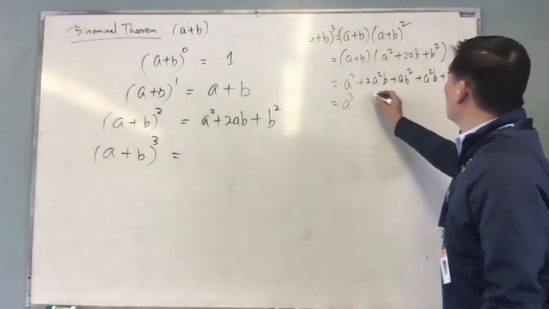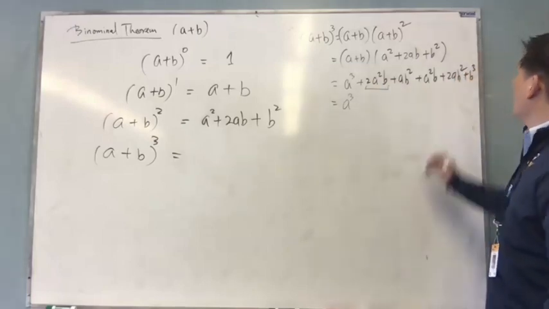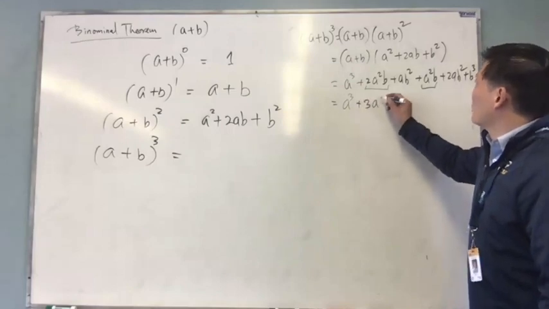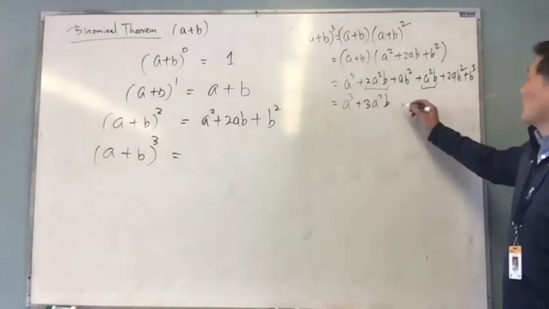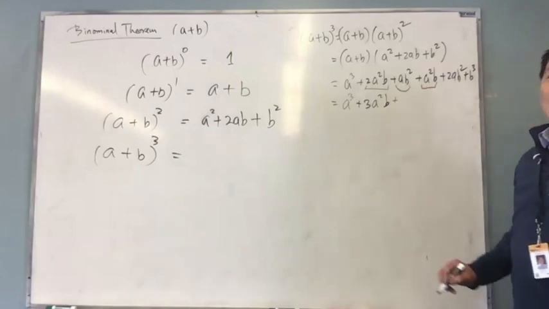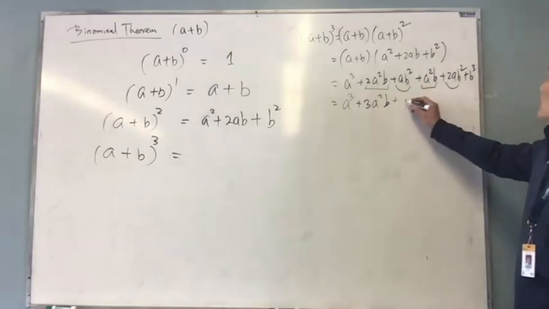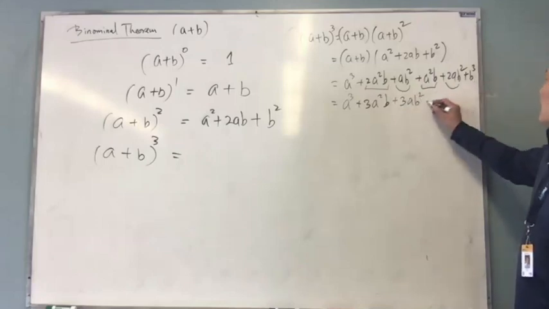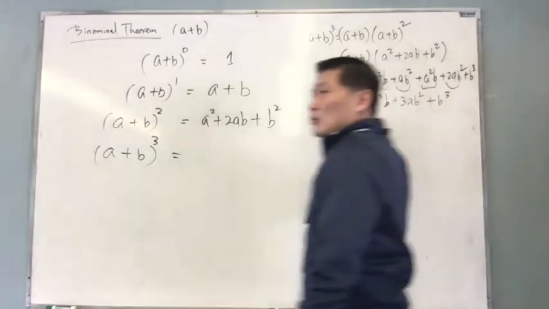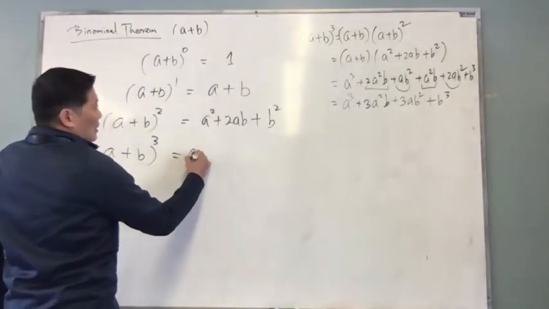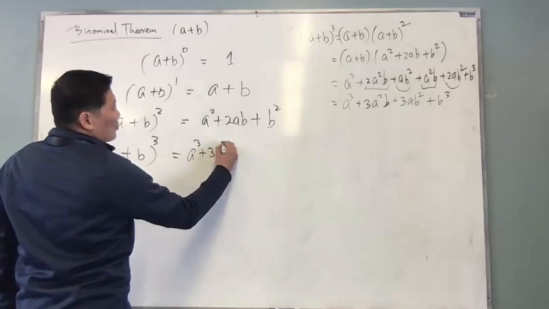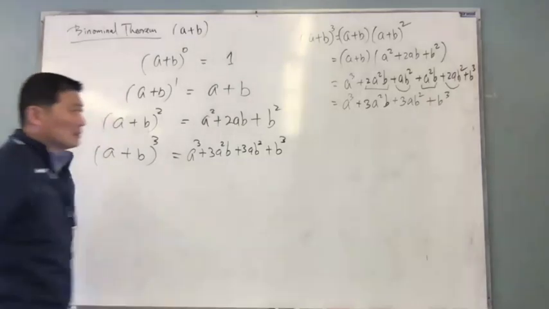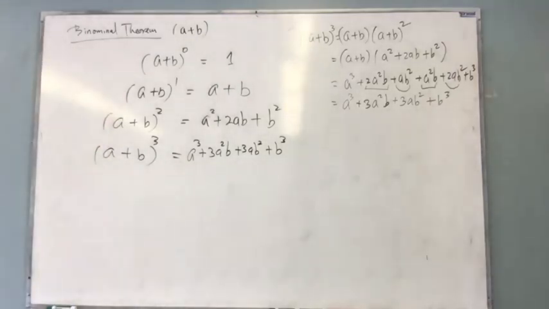I got a cubed. This is 2a squared b. I got another a squared b, so I end up with 3 of those: 3a squared b. Okay? I got ab squared. I got 2ab squared, so I had 3ab squared. And lastly, we had b cubed. So I put the result down here: a cubed plus 3a squared b plus 3ab squared plus b cubed. So far, so good? Okay, next one.